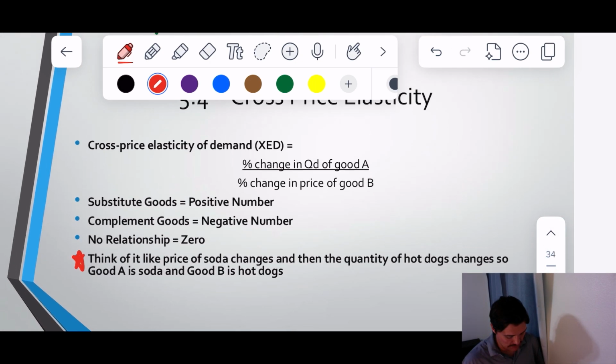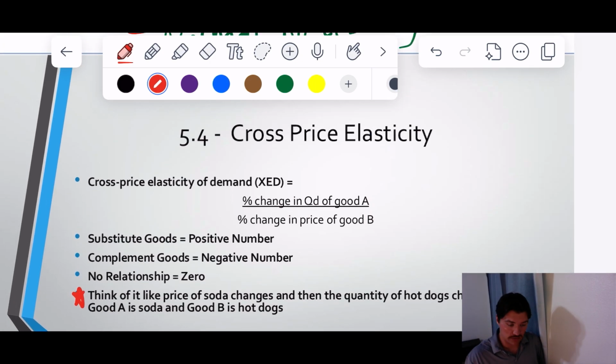So that's how cross price looks. Again, you're looking at the change in quantity of one good divided by the change in price of the other good, and you're just trying to see how they're related. Positive number, substitutes, negative number, complements.